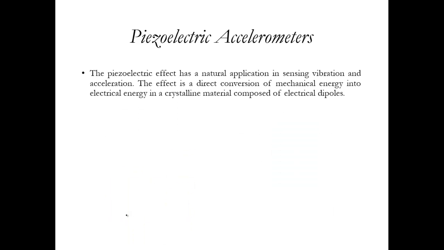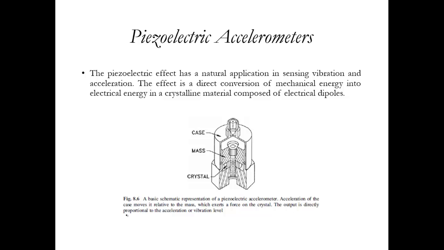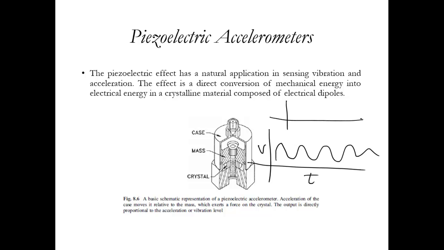Now they can also be used as accelerometers. So we have again a similar casing where we have a mass and the crystal placed here. Then we can measure the vibrations, because if it's put on a vibrating object, those vibrations will cause deformation of the piezo crystal, and accordingly we'll have an output voltage over time as per the vibration. So this corresponds to the excited vibration on the object that is to be measured.